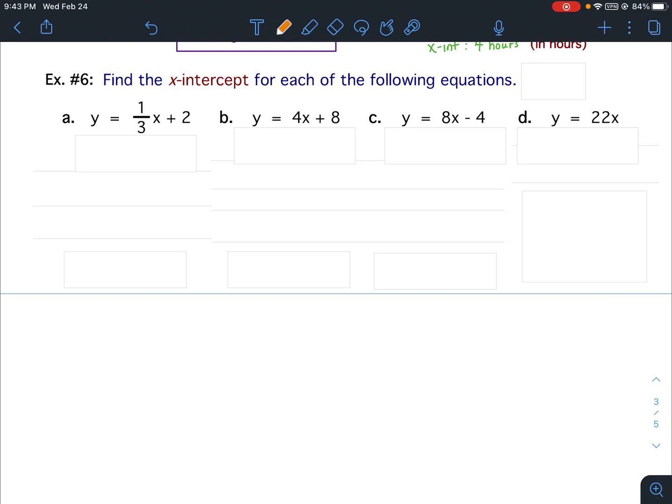We want to find the x-intercept of each of these equations. Well, what do all x-intercepts have in common? What do we know about all x-intercepts? In order for it to be an x-intercept, y must be 0. So write that down. So if y is 0, we're going to replace the y with a 0.